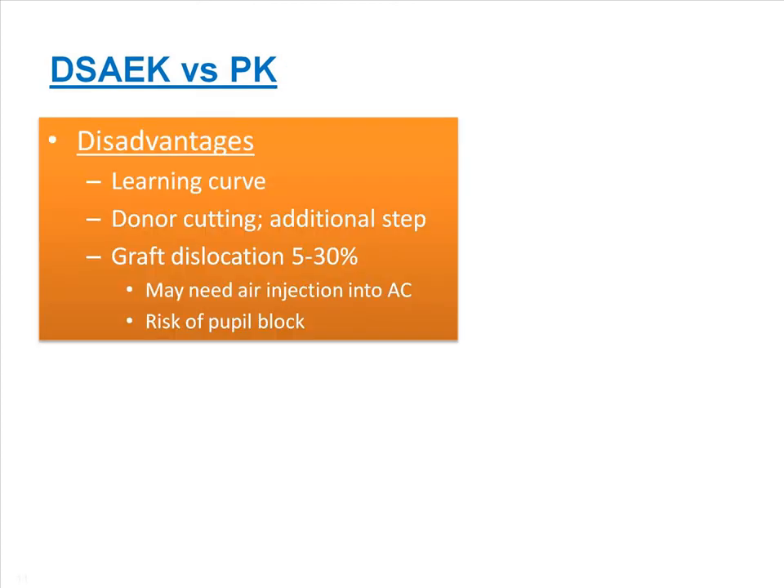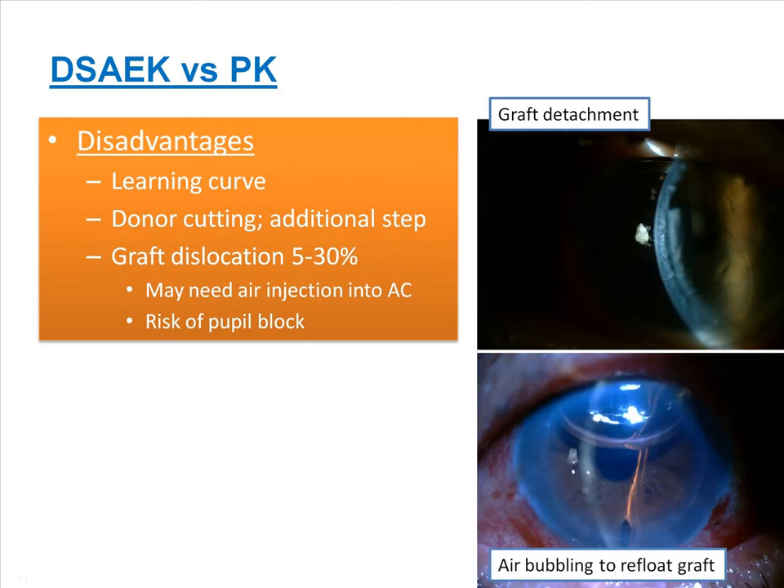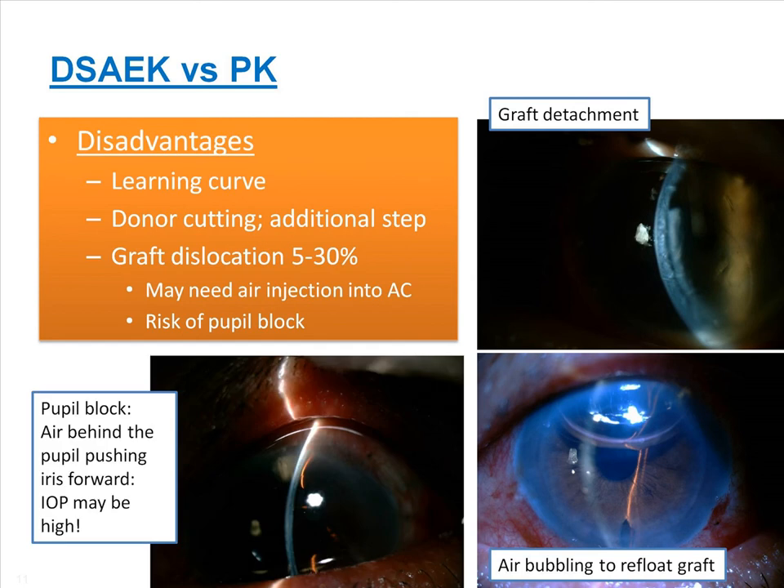Some disadvantages of DSAEK include that of a learning curve. In the initial learning period, there may be higher rates of graft dislocation or detachment, as high as 30%. Usually this is managed with intracameral air bubbling, but may come with complications such as pupillary block and high intraocular pressures. Also, there is an additional step of preparing the cornea tissue if the eye bank is unable to do so for the surgeon.